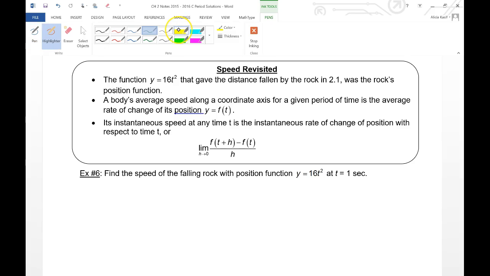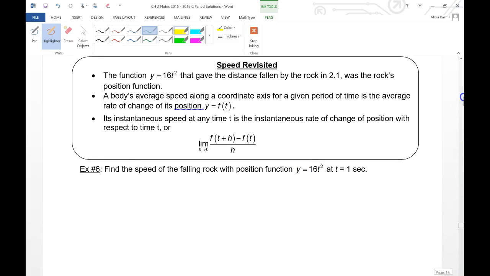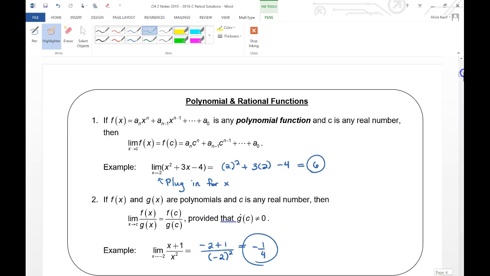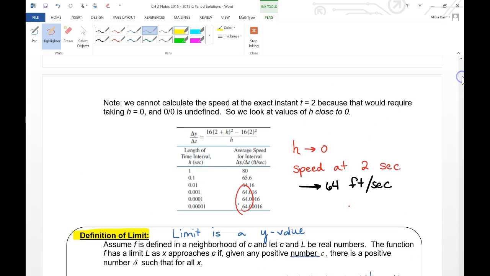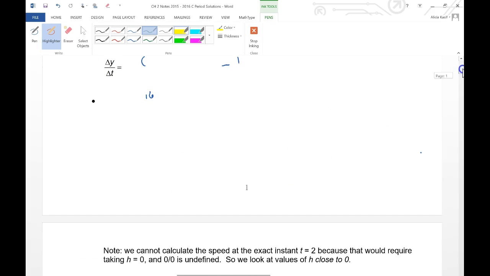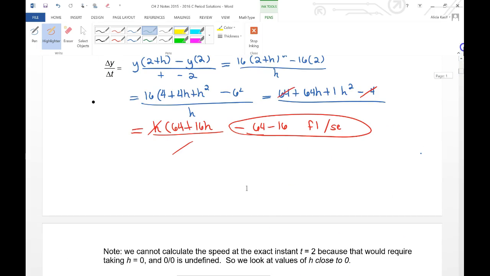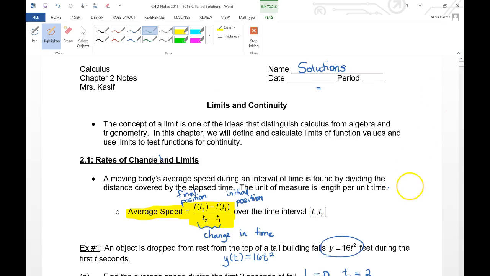Okay, so in 2.1, a long time ago, we had speed. We did something with like a falling rock. It was at the very beginning of the chapter. Do you remember? Here, I'll go to it. It was this one. It was the very first thing we did in the chapter.